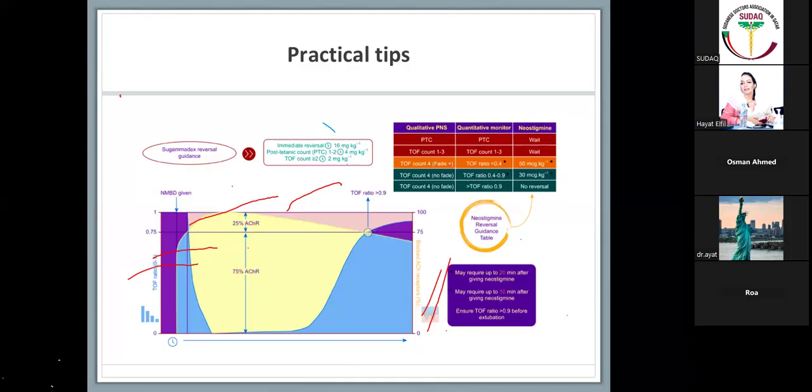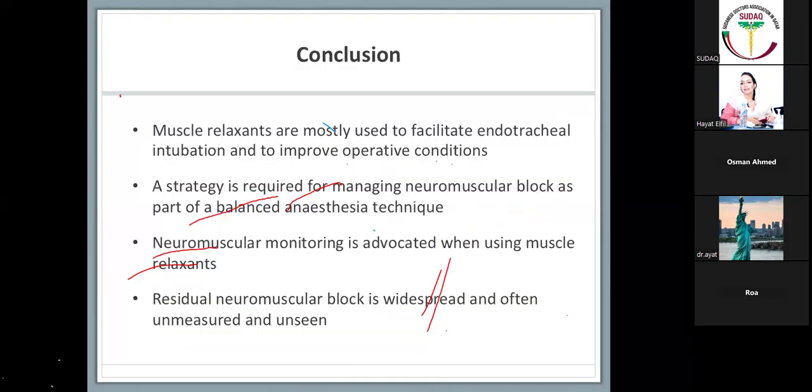Okay, so we're coming to the end, and I will conclude by saying that muscle relaxants are mostly used to facilitate endotracheal intubation. That's the general concept, but we also use them for lots of other things in intensive care, and we also use them to improve the operative condition.